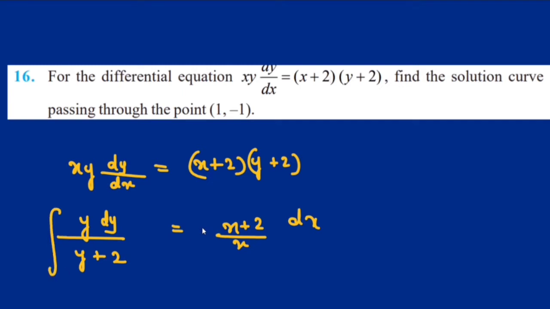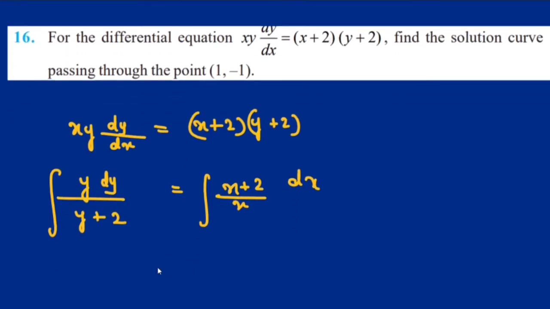Now you can integrate. So y by (y plus 2), how do you integrate this one? See, when the degrees are same, you have y here and y here, sometimes you'll have x square, x square, and the only difference is in the constant. If the difference is only in the constant, you can always add and subtract.